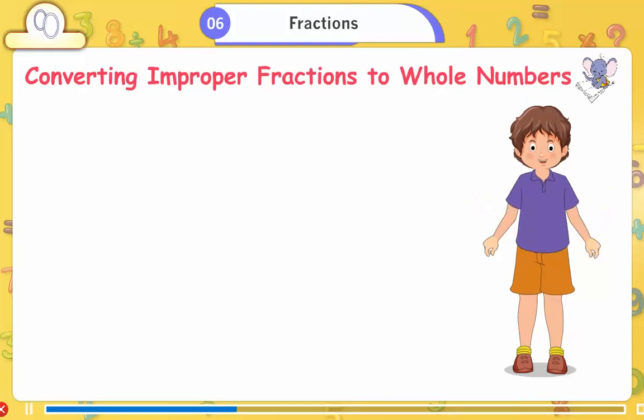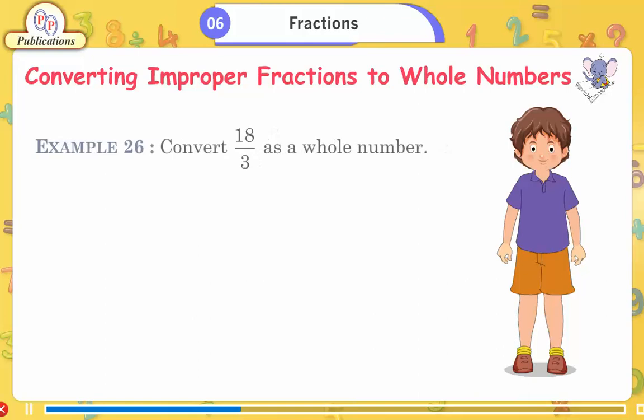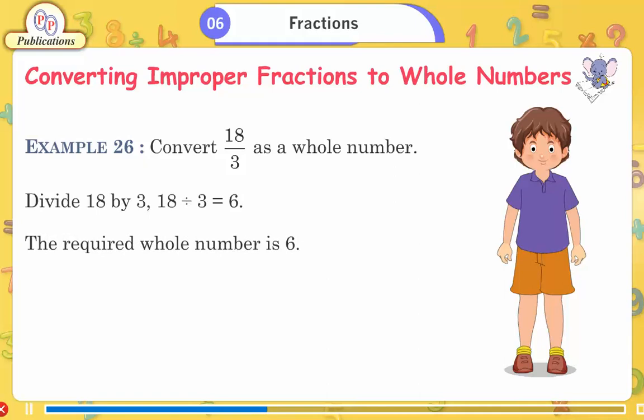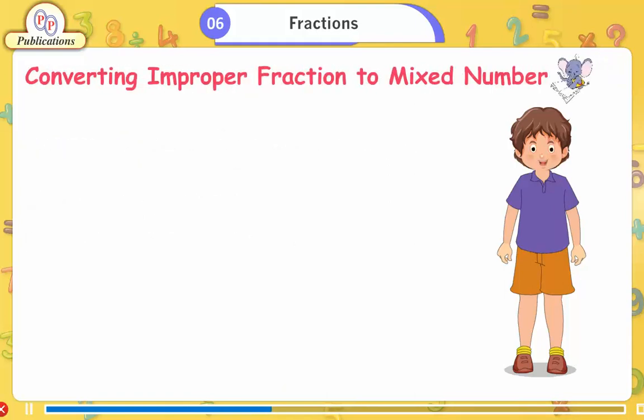Converting improper fractions to whole numbers. Example 26. Convert 18 upon 3 as a whole number. Divide 18 by 3. 18 divided by 3 is equal to 6. The required whole number is 6.